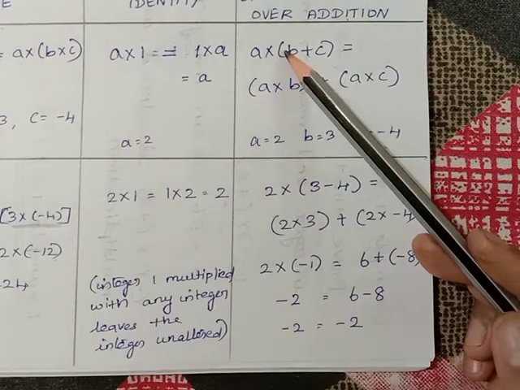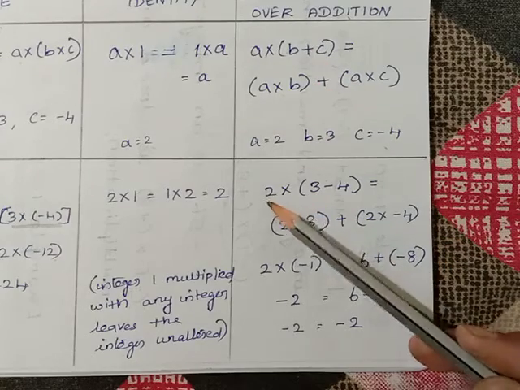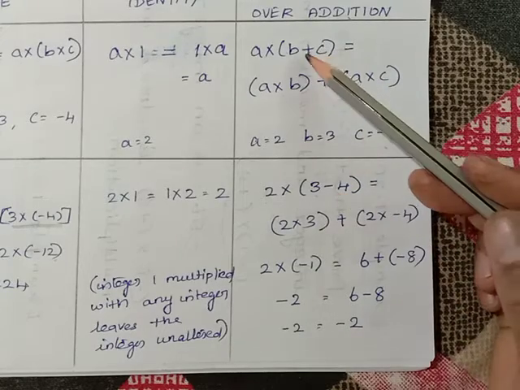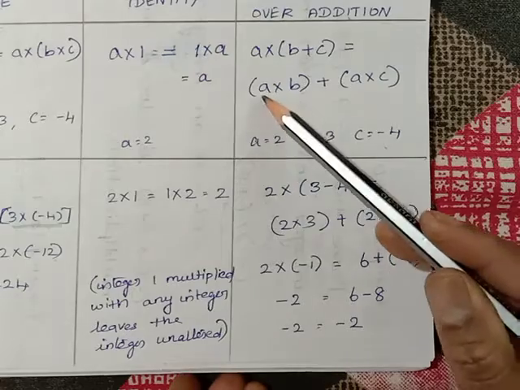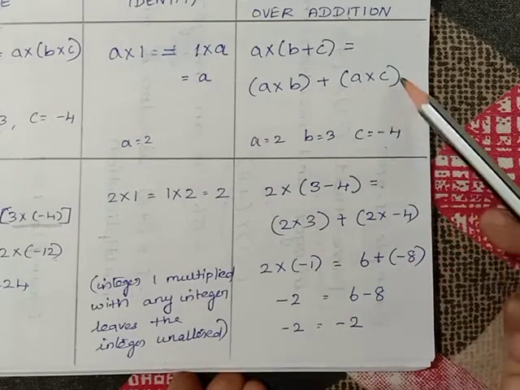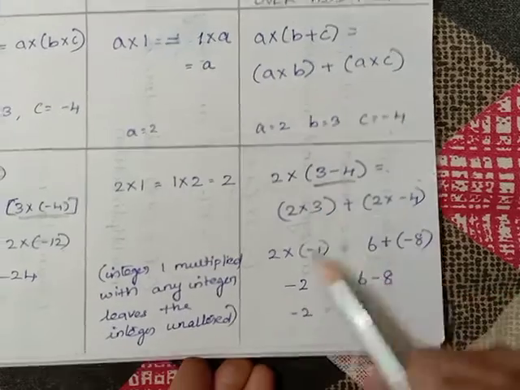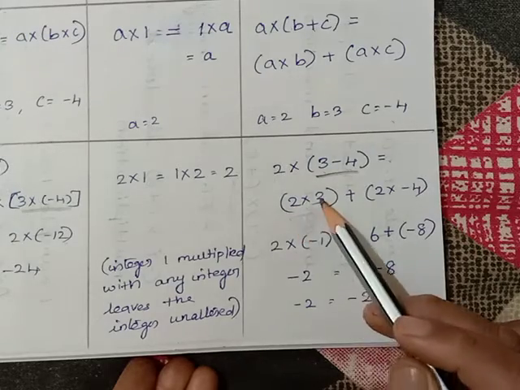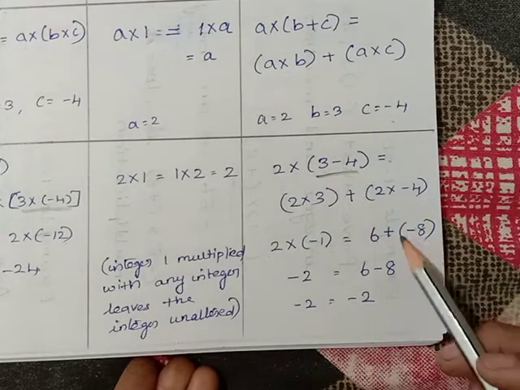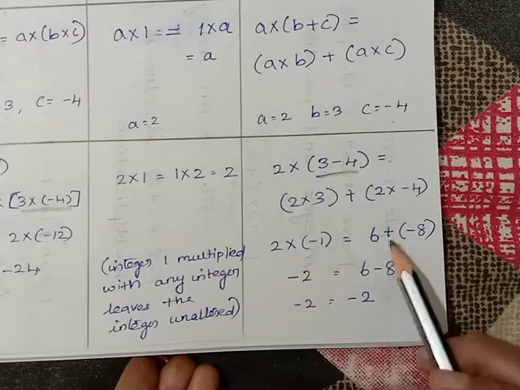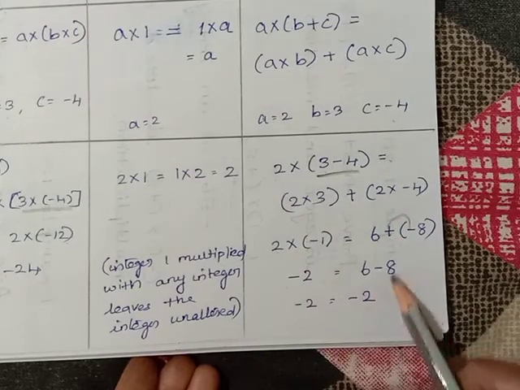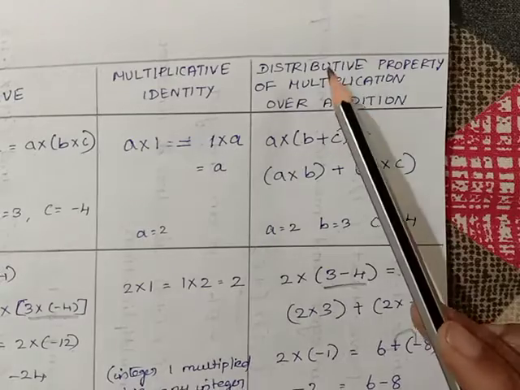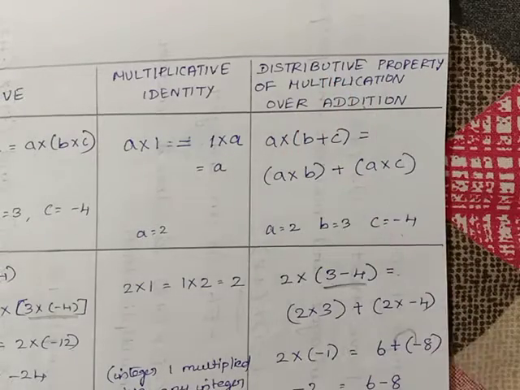First, left hand side we will see. 2 into (3 plus minus 4). I have written directly: plus into minus is minus 4. Then right hand side is a into b plus a into c: 2 into 3 plus 2 into minus 4. 2 into 3 is 6, plus 4 2s are 8, minus. 2 into minus 4: plus into minus is minus. 6 minus 8 is minus 2. So, left hand side is equal to right hand side. Hence, multiplication satisfies the distributive property of multiplication over addition.